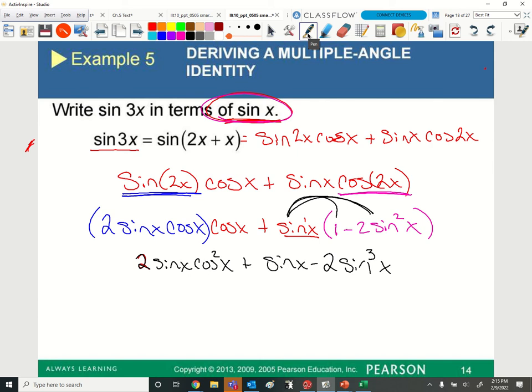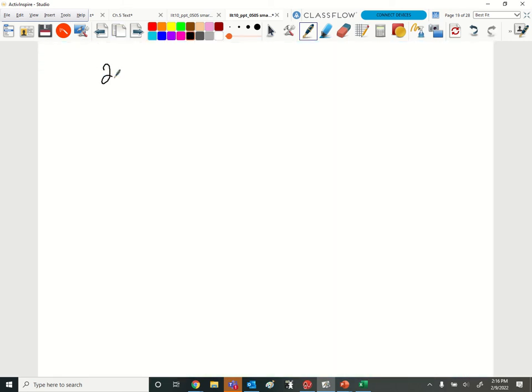Okay? So now, what's the problem I have with this? I have a cosine. I have a cosine squared here, don't I? So, because I don't want to try and cram everything right here, I'm going to move to a new page from right here. Okay? So I get 2 sine x cosine squared x plus sine x minus 2 sine cubed x, right? Yes? Did I copy it right?